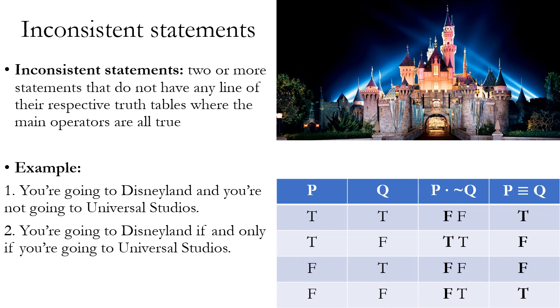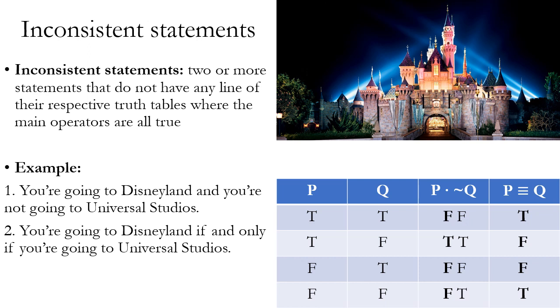You'll notice these are not equivalent because they don't have the same truth value on every row. They're not logically contradictory either because they don't have opposite truth values on every row. However, they're not consistent because there's no row where both of those statements are true. So that's what makes them inconsistent. There's always at least one of them false on any row of the truth table.